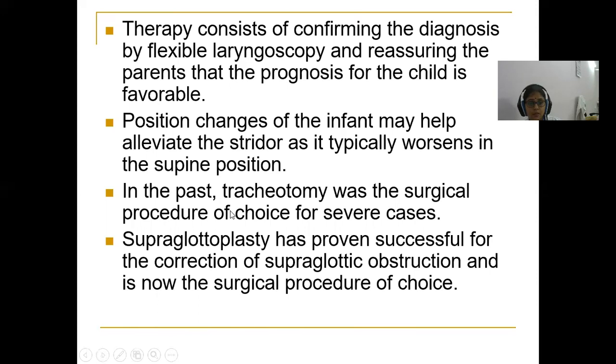In the past, tracheostomy was the surgical procedure of choice for severe cases. Nowadays, it is supraglottoplasty, which has been proved very effective and very successful for the correction of supraglottic obstruction and is the surgical procedure of choice. Supraglottoplasty can be done using cold instruments or a coblator or a CO2 laser.